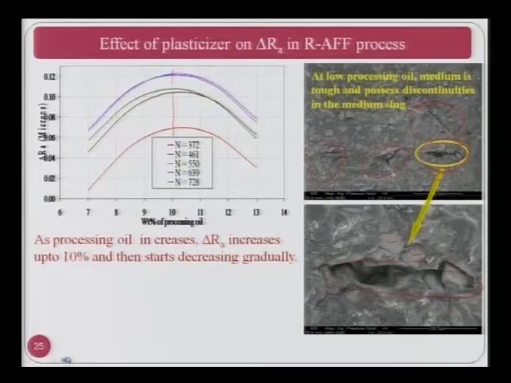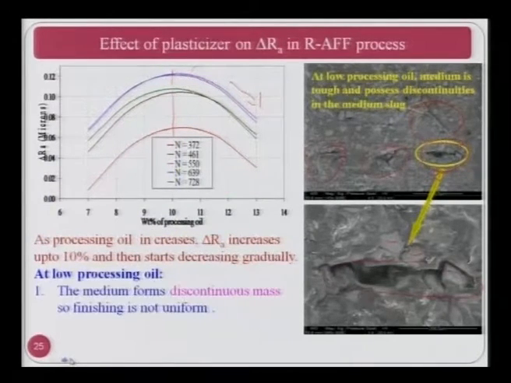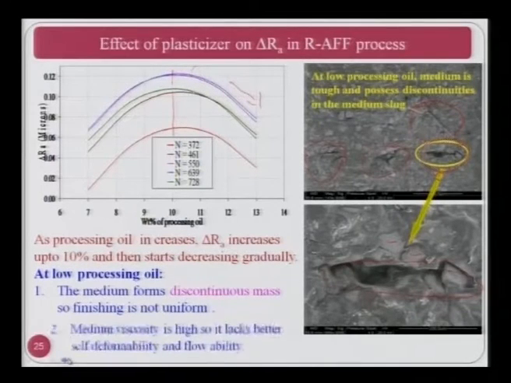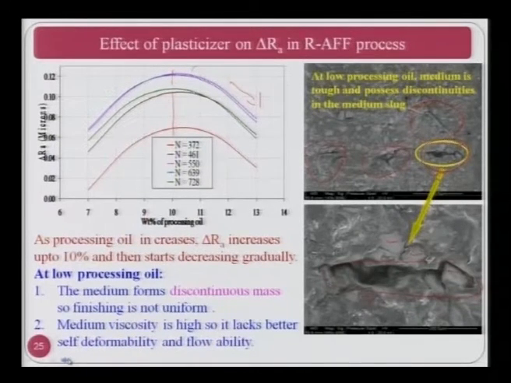As processing oil increases, delta RA increases up to 10% and then starts decreasing, as I have already explained, beyond 10% it starts decreasing. At low processing oil, the medium forms discontinuous mass as shown on the right hand side. So, finishing is not uniform. Medium viscosity is high, so it lacks better self deformability and flowability.